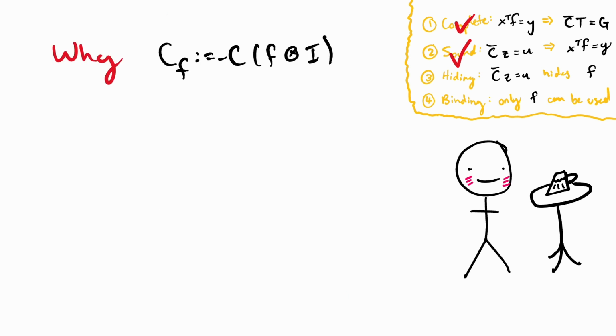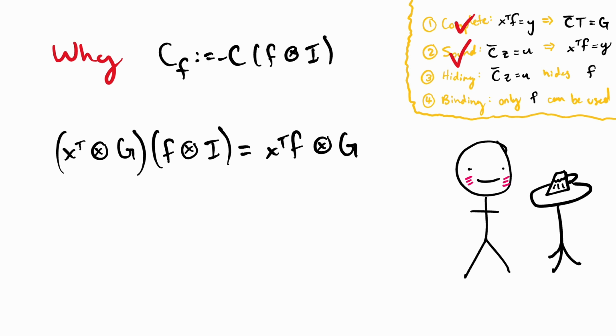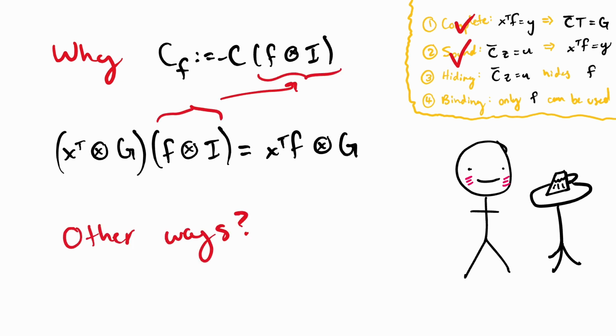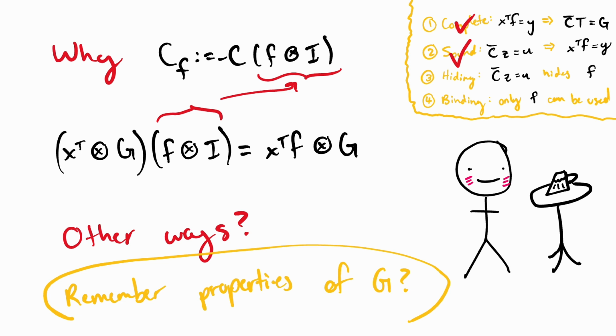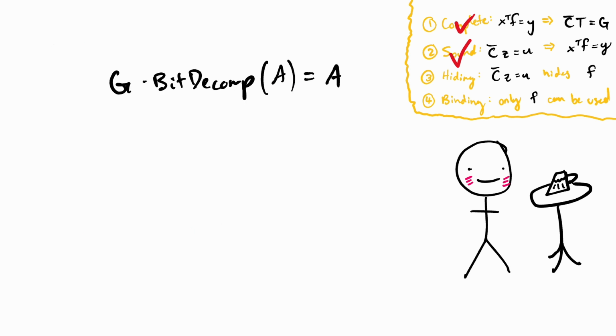So why did I even have cf set up like this? I need to apply the function somehow. So I have my input tensored with g, and then to apply f, I need that. And so that's where I get f tensor I. But is this the only way I can apply the function? Hey, remember the properties of G? Oh yeah, I remember. If you have a matrix A, then the bit decomposition multiplied by G, you'll get A back. Let's see if we can apply it to our function.